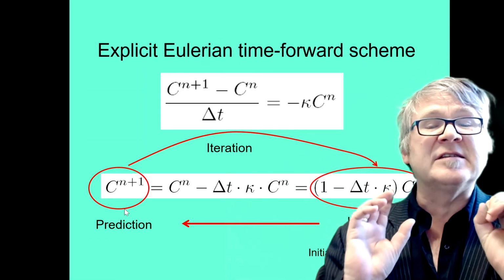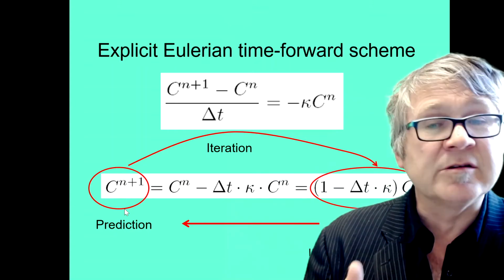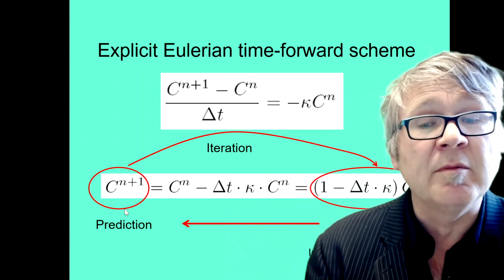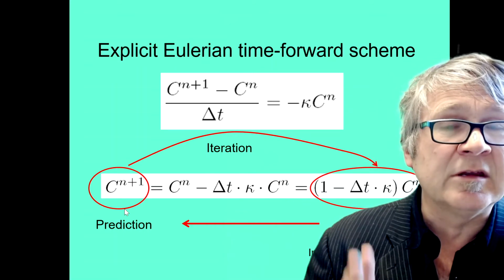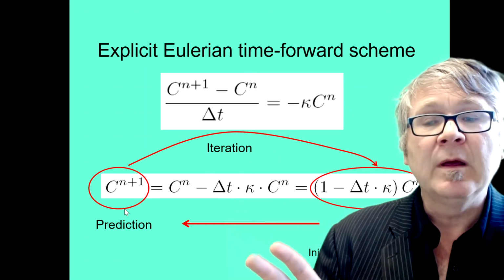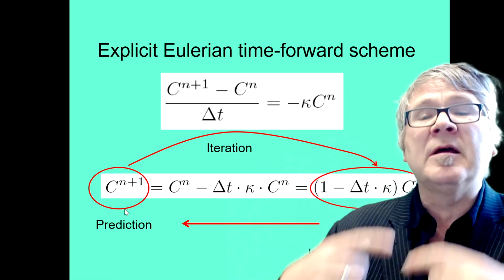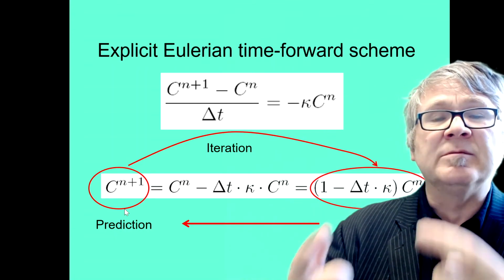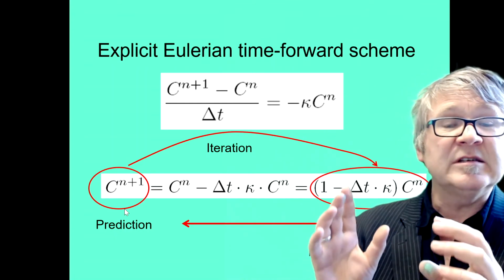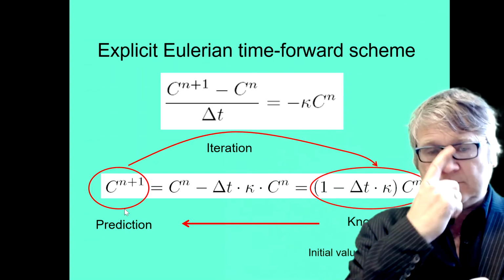So you start with some initial value. It's also called an initial value problem. You can only do it if you know what the initial concentration is, right? And then you can repeat and repeat and repeat. This is an iteration. And this is one way to solve it.